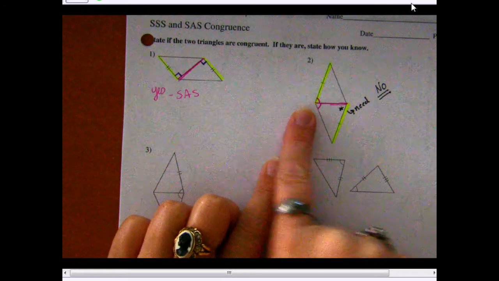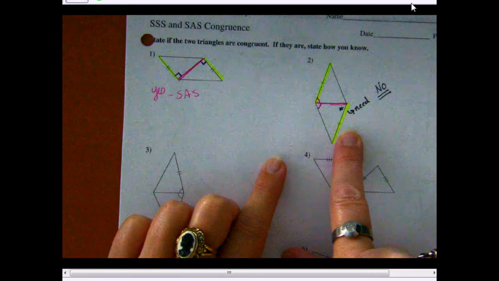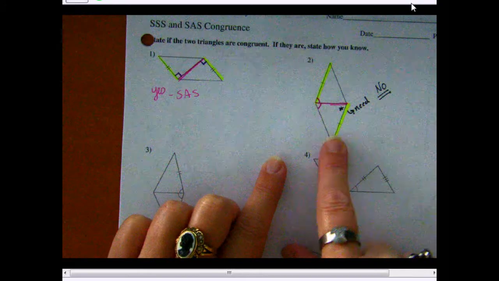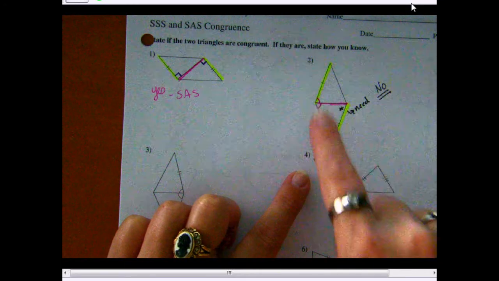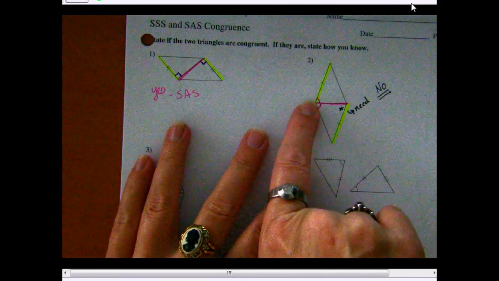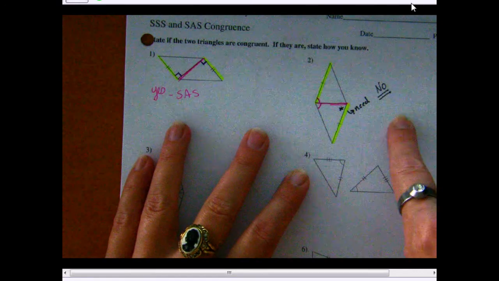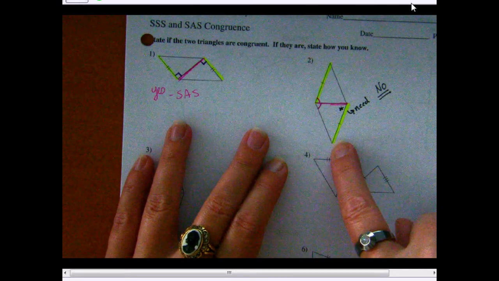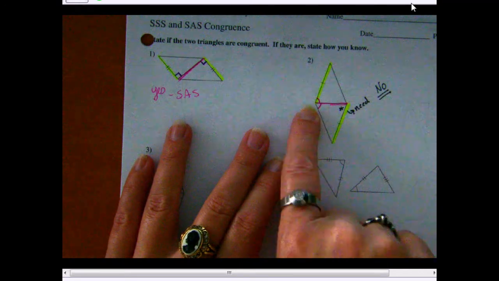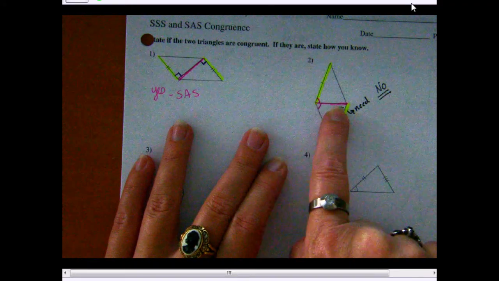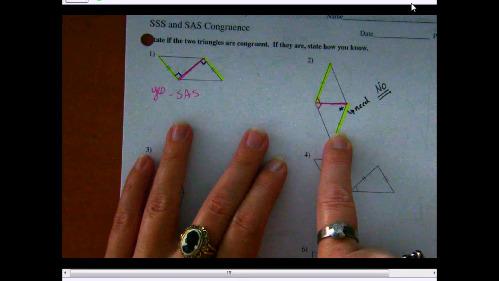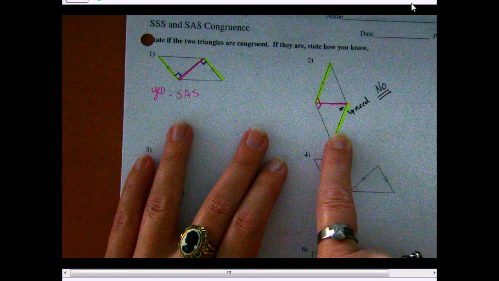If we read this way, it would be angle, side, side. How do you read it? Here I go side, and then angle, and then side. I go in order around the triangle. If I go this way, I have side, side, angle. If I go this way, I have angle, side, side. And there's no angle, side, side.